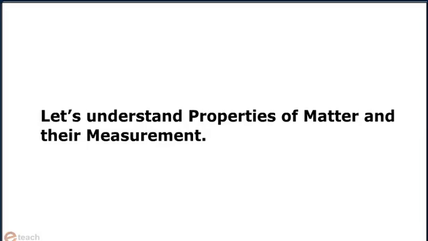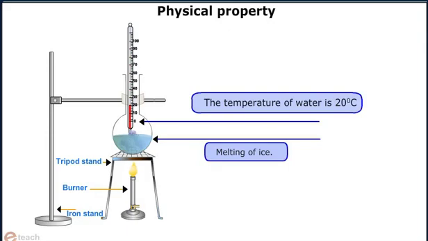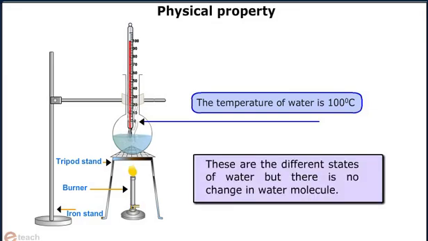Properties of matter and their measurement. After a few minutes, the temperature of water is 20 degrees Celsius. Melting of ice takes place. After some time, the temperature of water is 100 degrees Celsius. Evaporation of water takes place. These are the different states of water, but there is no change in the water molecule.